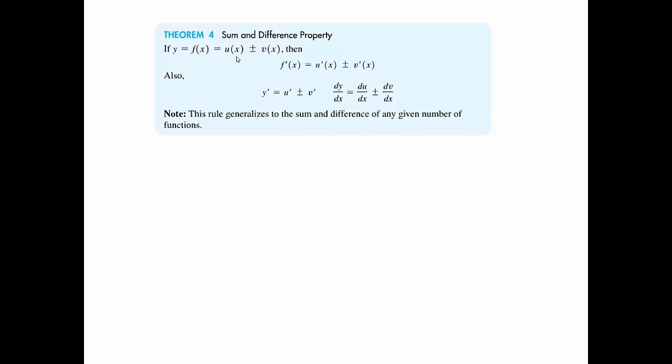But basically what this is saying is if you have two functions and you're adding or subtracting them and you want to find their derivatives, you can find them individually and then add or subtract them. And this is just showing you different ways that you can write finding the derivatives.